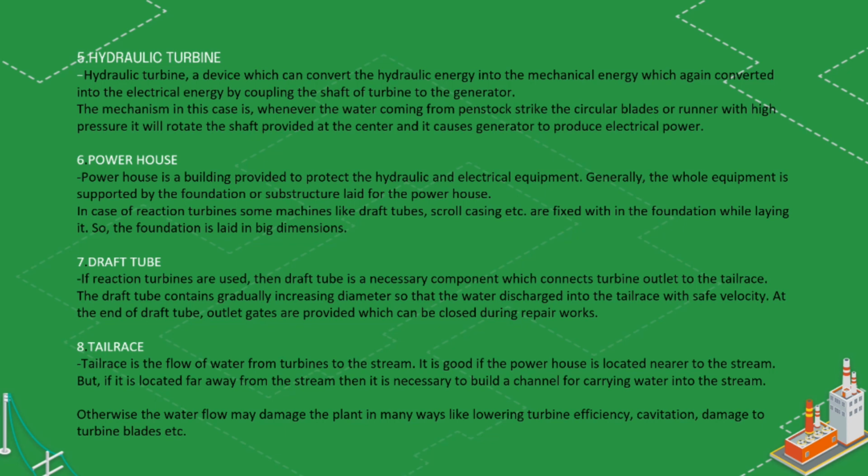And the last one, tail race. Tail race is the flow of water from the turbine to the stream. It is good if the powerhouse is located nearer to the stream, but if it is located far away from the stream, then it is necessary to build a channel for carrying water into the stream. Otherwise, the water flow may damage the plant in many ways, like lowering turbine efficiency, cavitation, and damage to turbine blades.